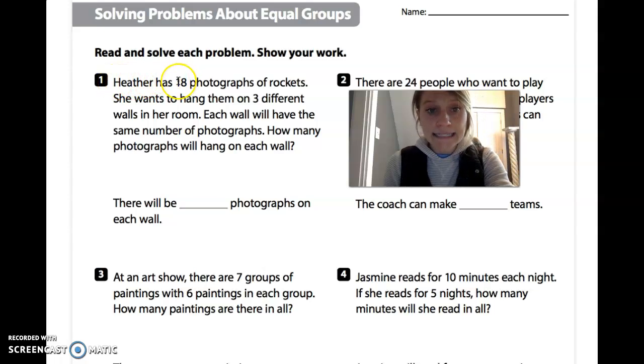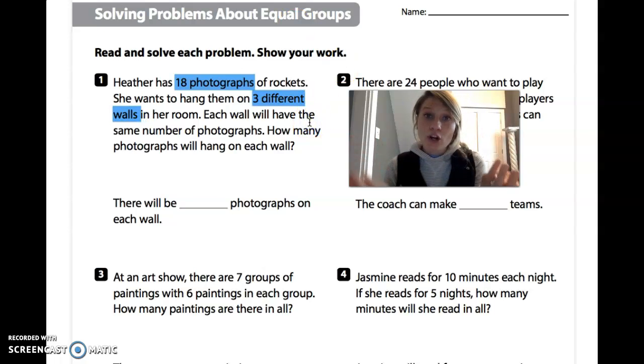Heather has 18 photographs of rockets. She wants to hang them on 3 different walls in her room. Each wall will have the same number of photographs. How many photographs will hang on each wall? So time out. I can't go over 18 photographs. They just told me that. I can't go over that number. But I have 3 different walls. I'm going to highlight that. How many go on each wall?